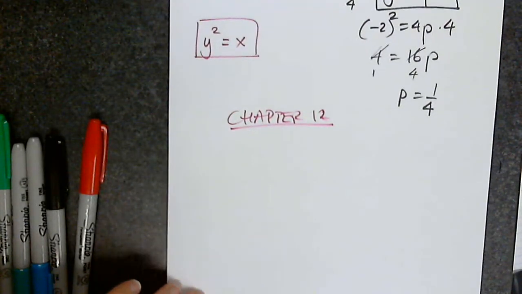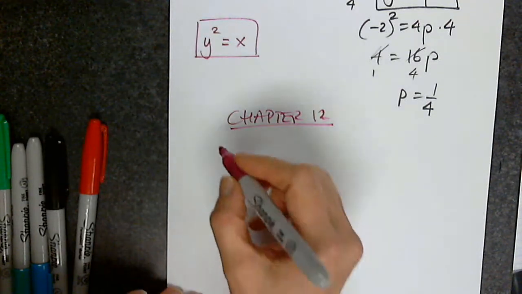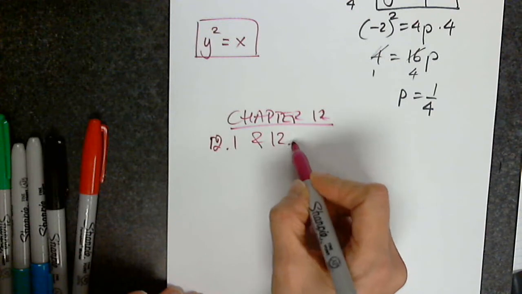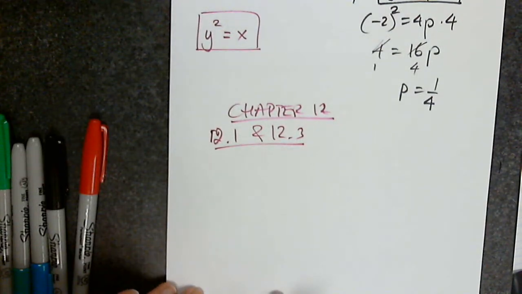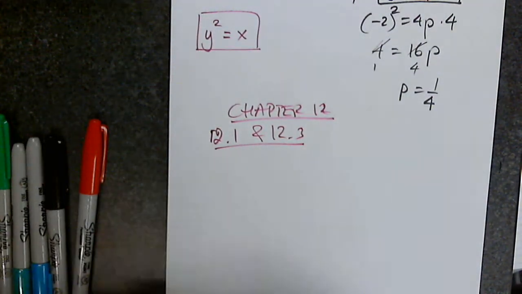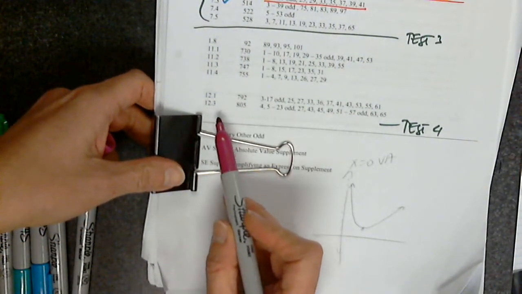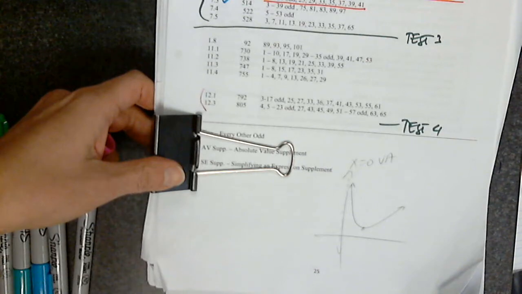Okay. In chapter 12, we will look at sequences. Well, only two sections, 12.1 and 12.3. That's what we have here. These are the last two sections. Okay?